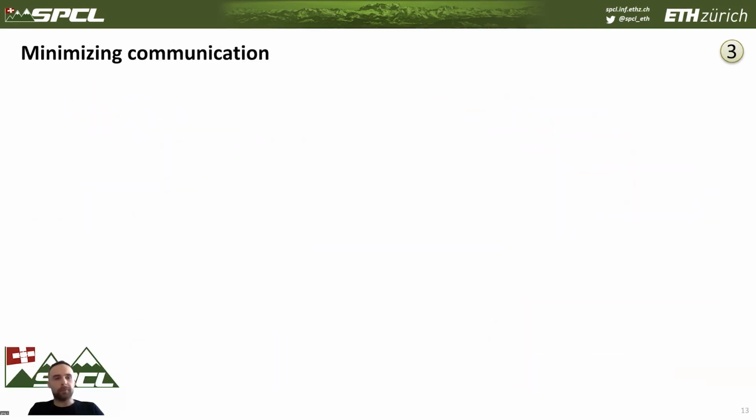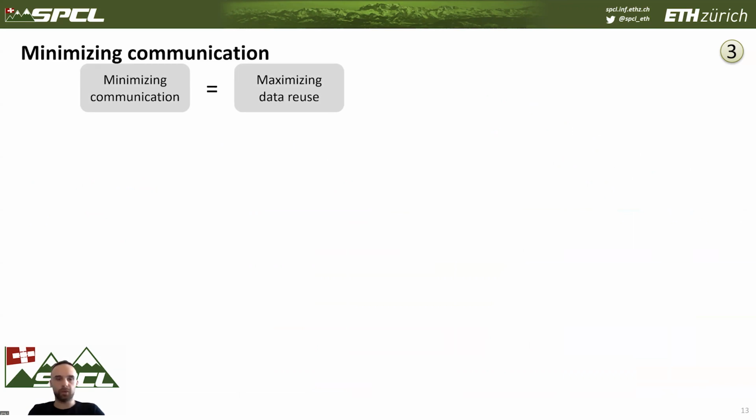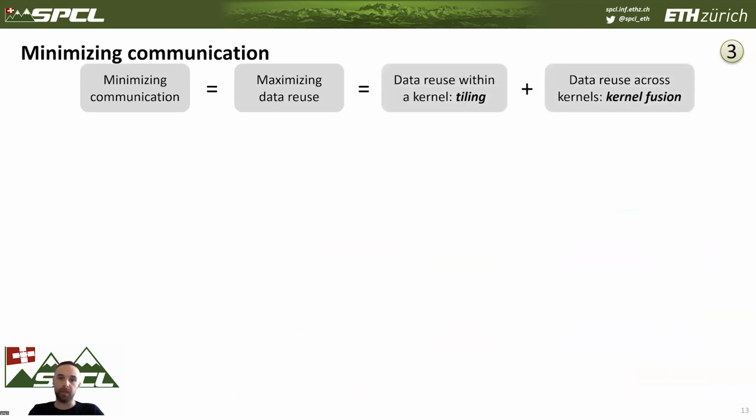Okay, so after we minimized the number of arithmetic operations, now it's time to minimize the communication while executing these operations. Minimizing communication can be viewed as maximizing data reuse, and this in turn can be broken down into 2 pieces: data reuse within a kernel using techniques like tiling, for example, and data reuse across kernels using techniques like kernel fusion. So let's see how Deinsum achieves both these objectives on our running example.